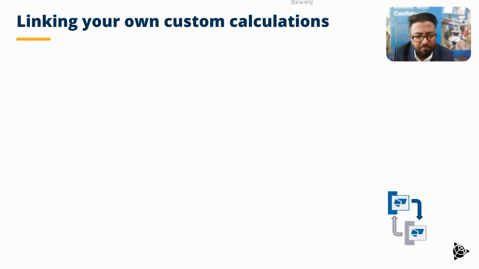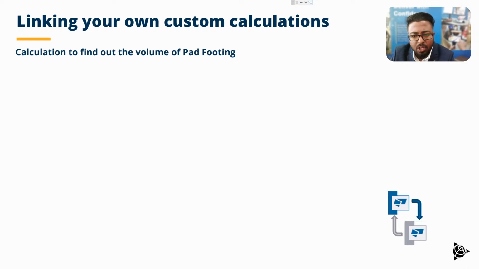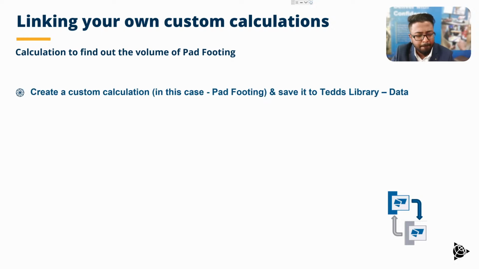Moving on, we have the second feature, which is to link the custom-made calculation in the TEDS for Word application and save it in the My Calculation folder in the TEDS library. Let's look at an example of calculating the volume of a pad footing and how this calculation can be linked to Tekla Structures using the integrator tool. The very first step is to create a custom calculation for the pad footing and save it to the TEDS library.